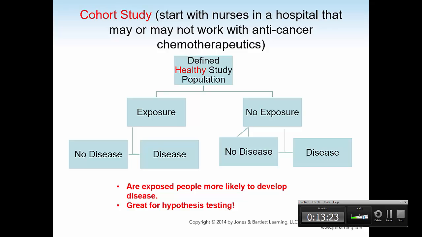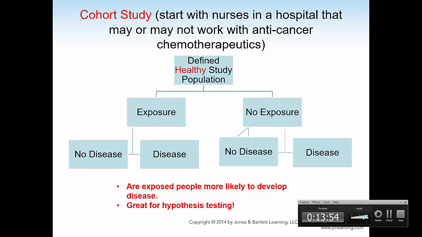So cohorts, remember, this is the same group of people. You have a similar population. The interesting and key part about a cohort study is that you start with a healthy population, with no disease apparent, and then you follow them over long periods of time. So cohort studies follow people over long periods of time.